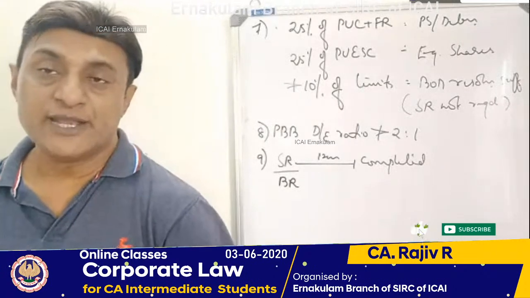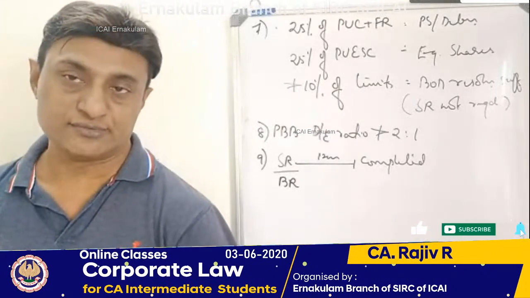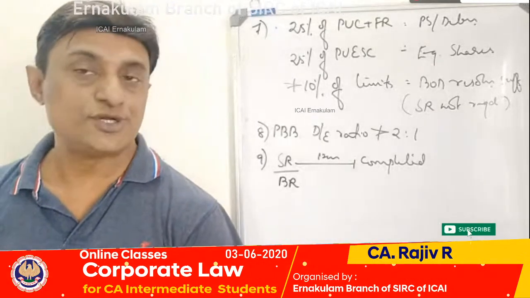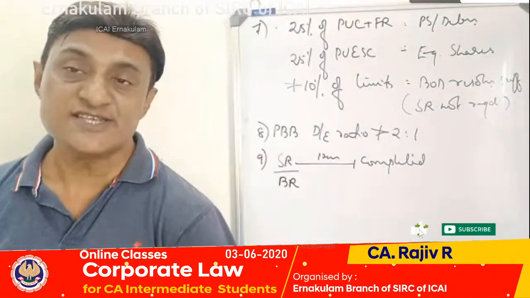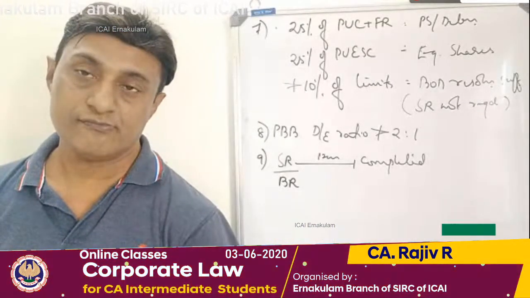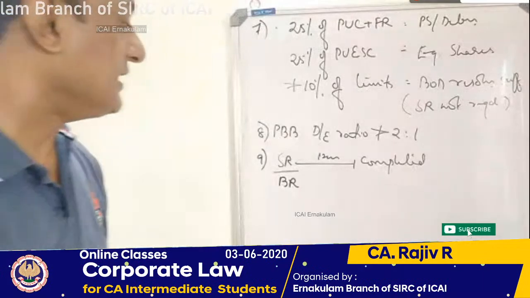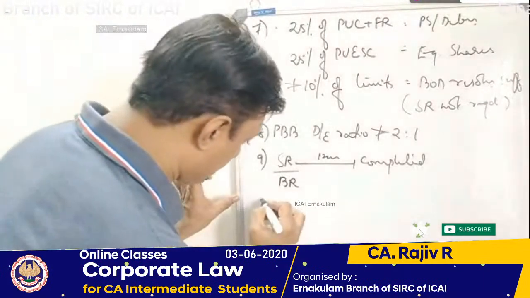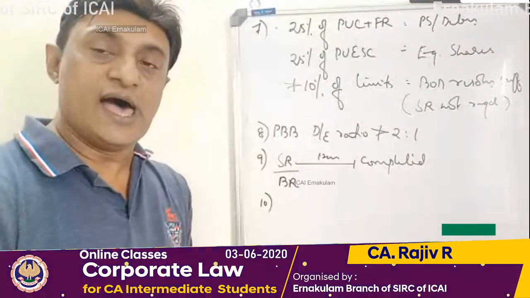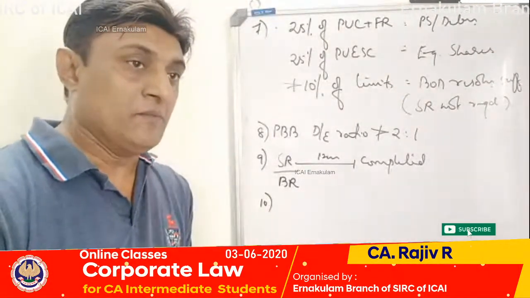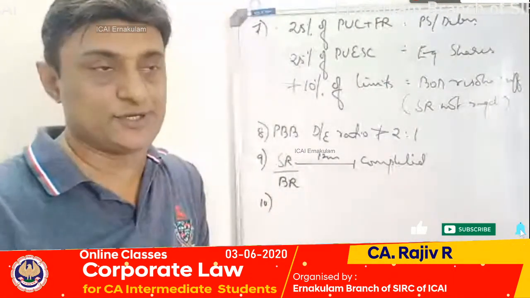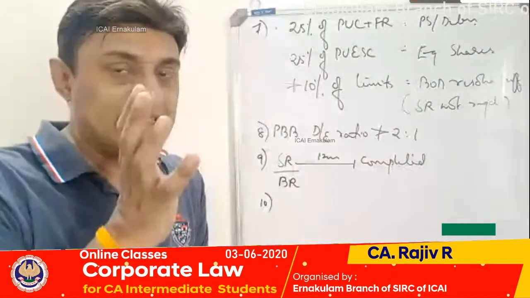So I repeat, let me remind you, this is the third additional condition. There are 6 common conditions to preference redemption and buyback of securities. This is the third additional, apart from the common conditions. Right now, the 10th condition. The 10th condition is something interesting. This brings out a huge difference between buyback and redemption. I want to explain that difference first.